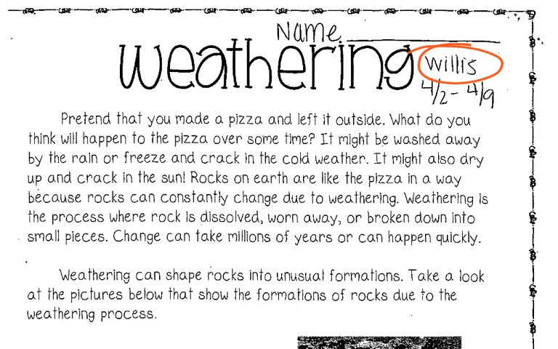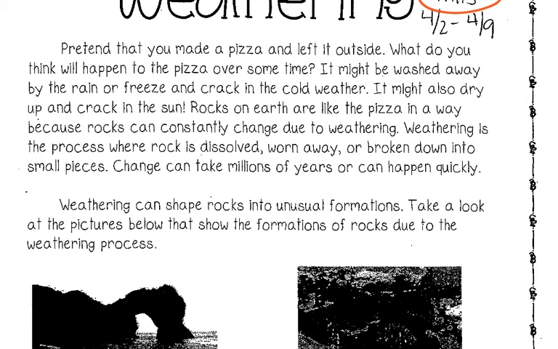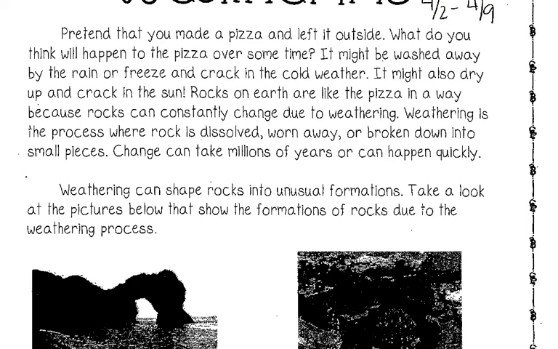Weathering. Pretend that you made a pizza and left it outside. What do you think will happen to the pizza over time? It might be washed away by the rain or freeze and crack in the cold weather. It might also dry up and crack in the sun. Rocks on Earth are like pizza in a way because rocks can constantly change due to weathering.